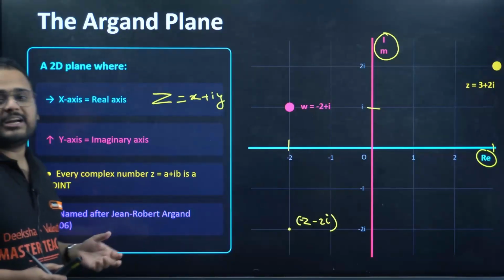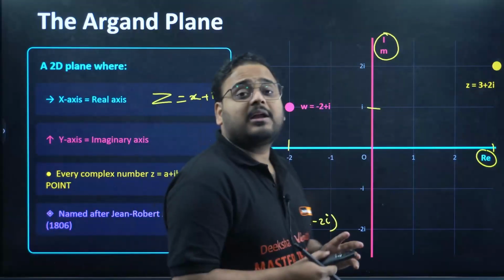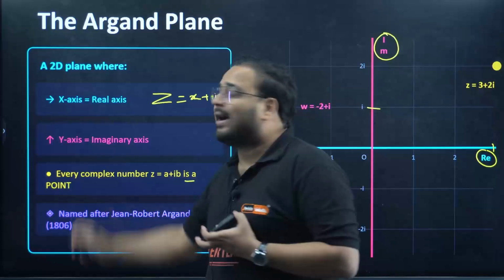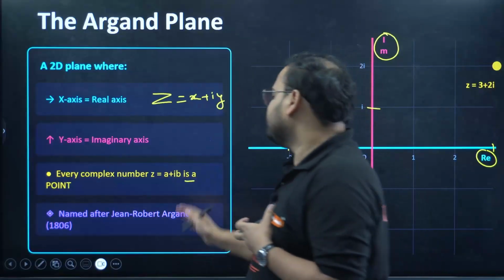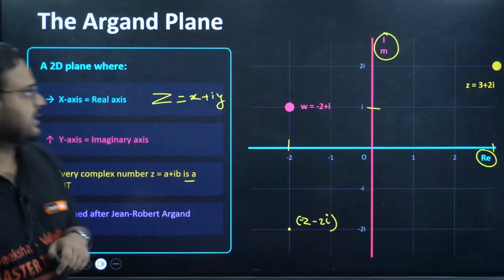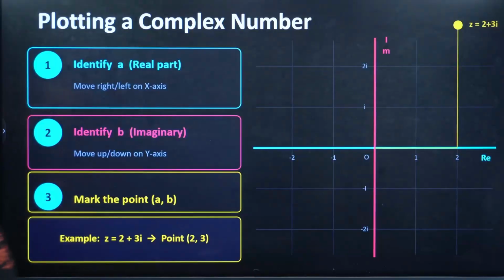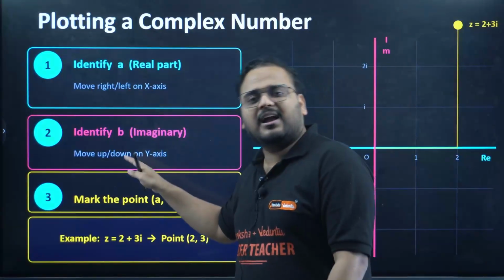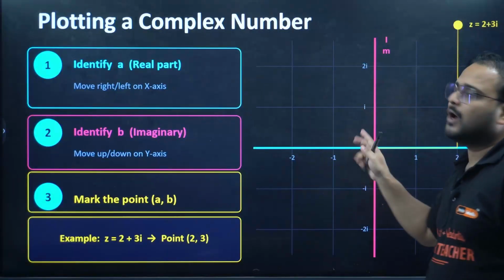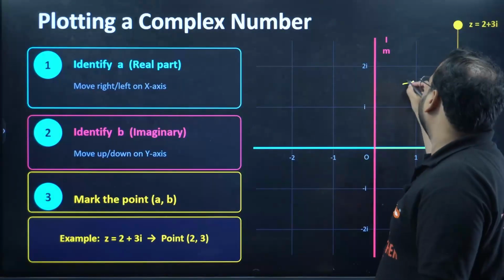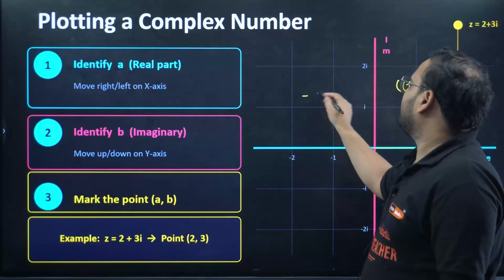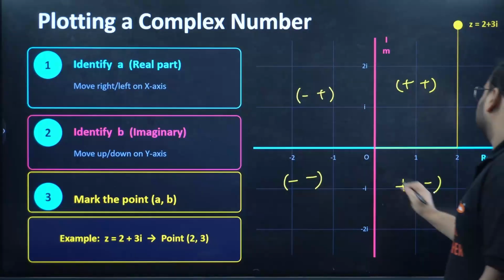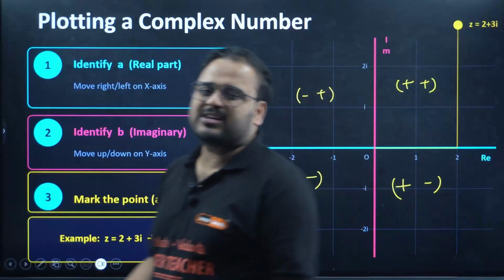Every complex number that you see represents a point in the Argand plane. It represents a point in the Argand plane, named after Jean Robert Argand, 1806. Okay, how do you plot it? So very simple, we did it over there only. Identify the real part, identify the imaginary part, and look for that quadrant, right? Here you'll have both plus plus, here you have minus plus, minus minus, and plus minus. But that of course you guys know, so I'll not spend much time over here.